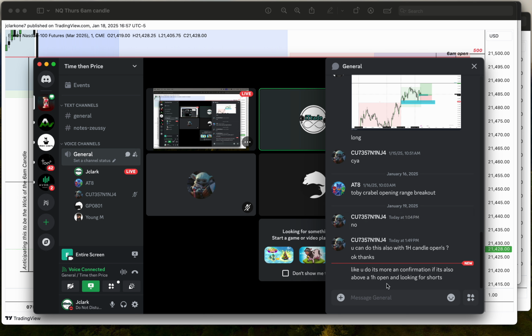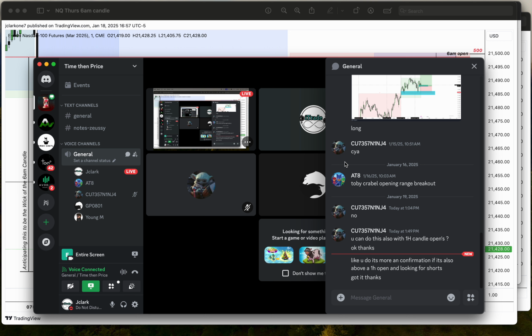It's more of a confirmation if it's also above a line. Yeah, right. I use it as a confluence confirmation within the 4 hour framework. Yep. Go ahead.